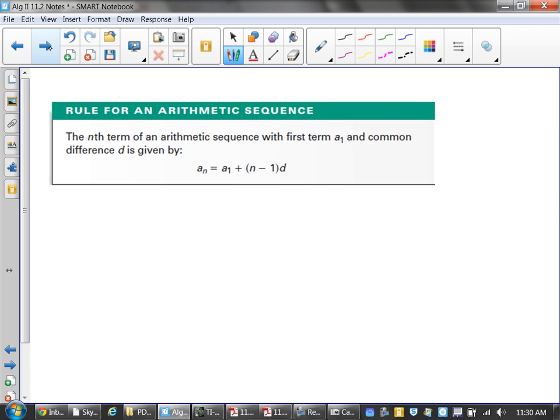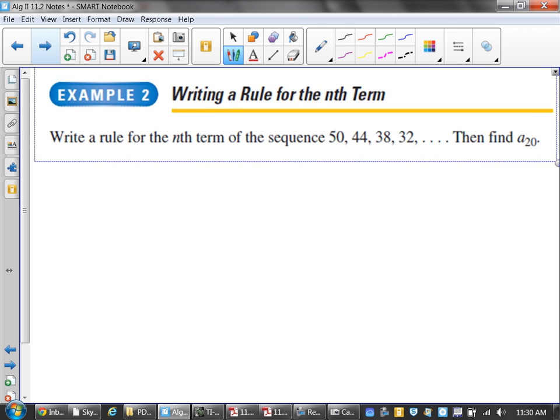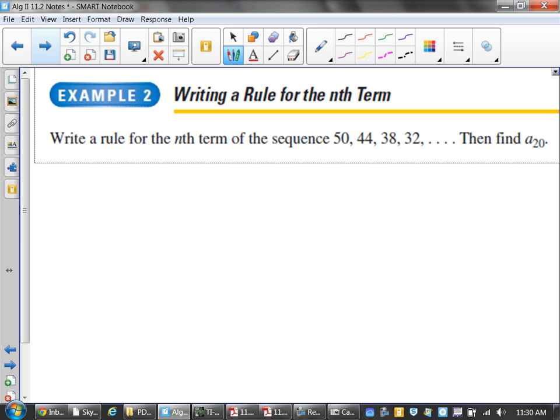All right. So here's what happens. You're going to be given sequences. It's going to ask you to write the rule. And then it's going to ask you to find a specific value within that sequence. So a lot of these problems have multiple parts to them.